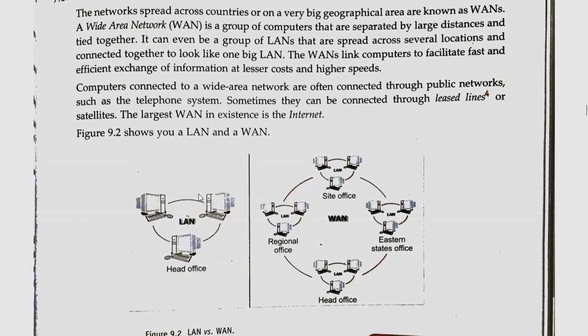So here one example is given. Suppose there is a head office here, and these are lines connected here. Now suppose these are different offices, like the head office, the regional office, the eastern state office, and the site office. All these offices are individually connected through LANs. And what we are doing with WAN is connecting these LAN channels through one channel. So that is the use of a wide area network. This WAN is joining these individual LAN connections to create a larger network, so it is covering a larger area.